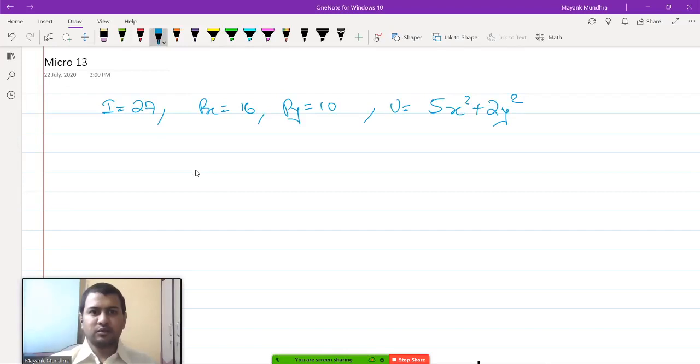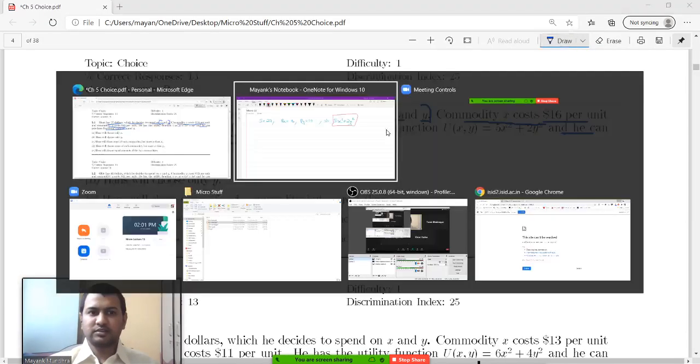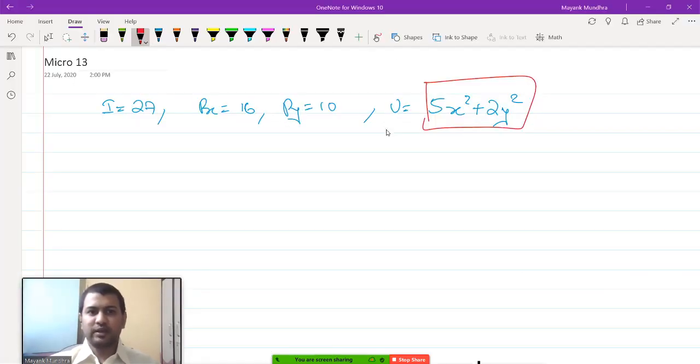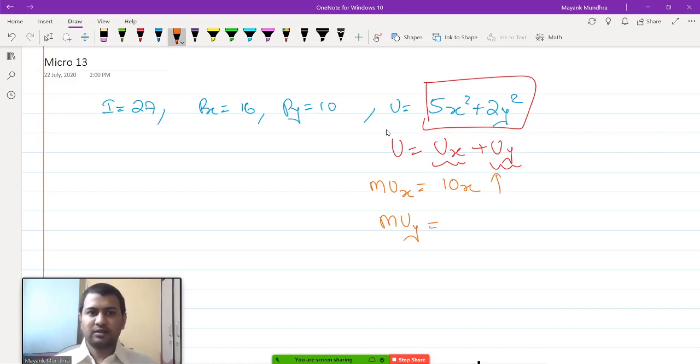Okay, so 5x square plus 2y square. This seems to be like a ux plus uy kind of a deal. So utility equals ux plus uy, where ux is the utility component from x and uy is the utility component from y. So these are two separable quantities. Now as you can see, marginal utility of x is equal to 10x, which is increasing, and marginal utility of y is equal to 4y, which is also increasing.